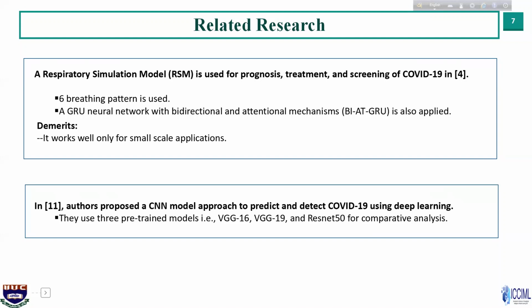In reference 11, the authors proposed a CNN model approach to predict and detect COVID-19 using deep learning techniques. They use 3 pre-trained models, that is VGG 16, VGG 19, and ResNet 50 for their comparative analysis.